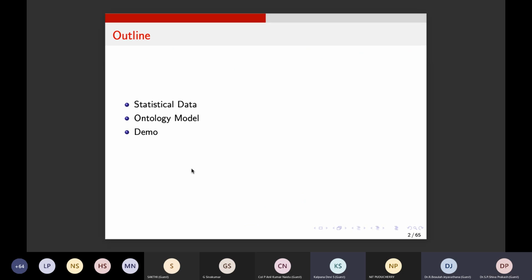To begin with, I'll start with the fundamentals of what is statistical data, and then I'll move on to the ontological model. Finally, I'll end this by presenting, just executing a few commands or a few methods, how to analyze the results, okay.